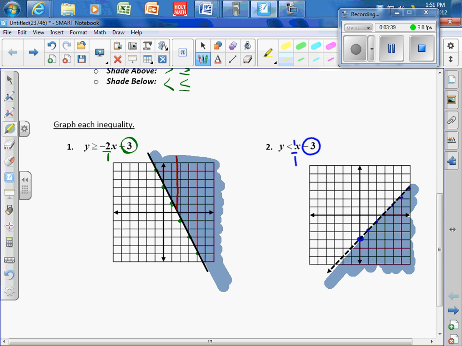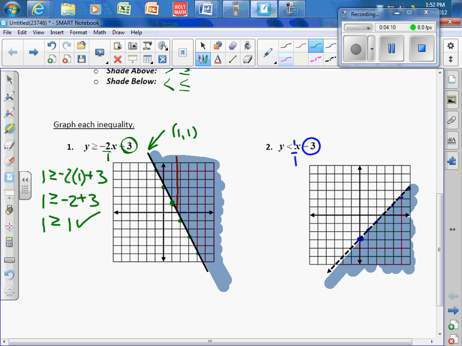Now, here's the difference. In this problem, any point on the line will also satisfy the inequality. For example, if I use the point 1, 1, looks like it's right on the line. If I were to use the point 1, 1, this should come out to be exactly right. 1 is greater than or equal to negative 2 times 1 plus 3. 1 is greater than or equal to negative 2 plus 3. 1 is greater than or equal to 1, which is a true statement. So anything on the line or above it is going to satisfy this inequality.